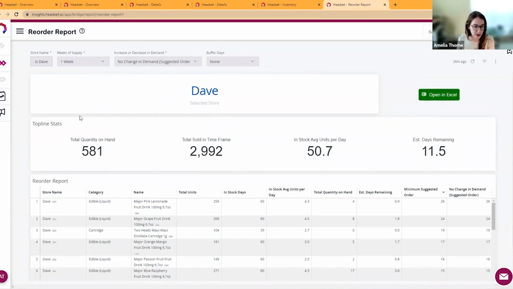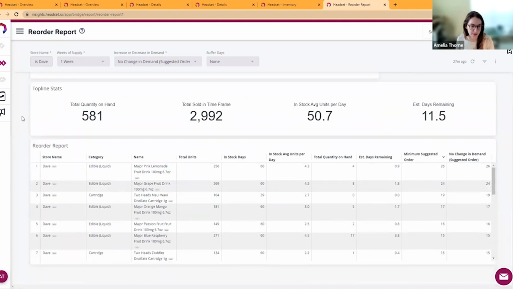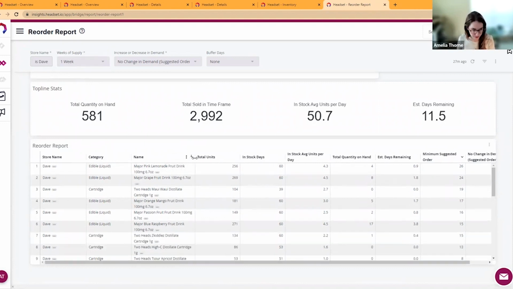With this reorder report, we can scroll down here, and simply enough, it's going to show you any product that you're either completely out of or running really low on that will not meet however much demand you suggest or that you like to typically offer as a week of supply. So here we have each product listed out.